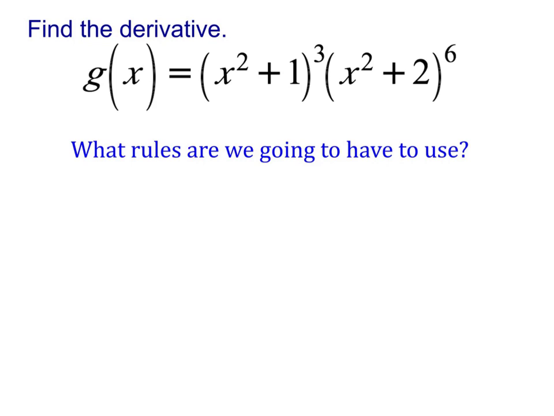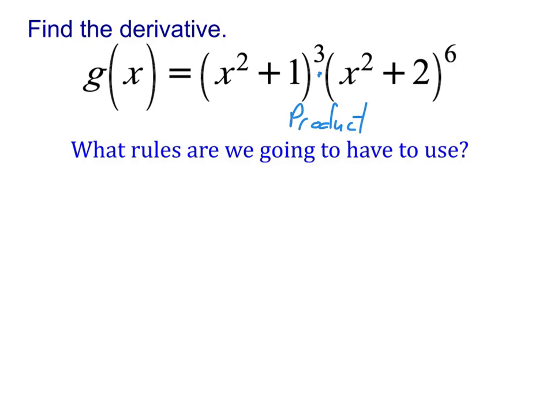Now with this one, first of all, if you really wanted to, you could actually multiply it all out. But do you really want to be doing that? No. I don't. That's way harder. So, what I see going on here is I got parentheses cubed times parentheses to the 6. Since they're multiplying, I know that I'm going to have product rule happening.